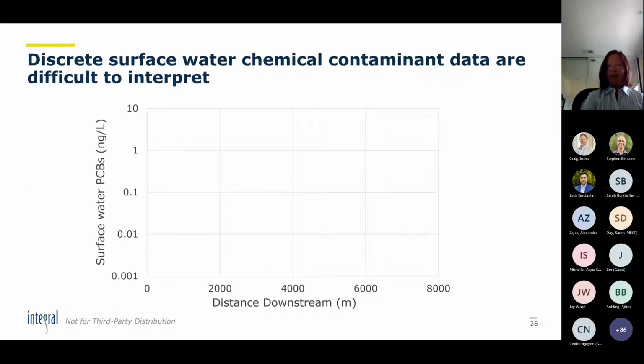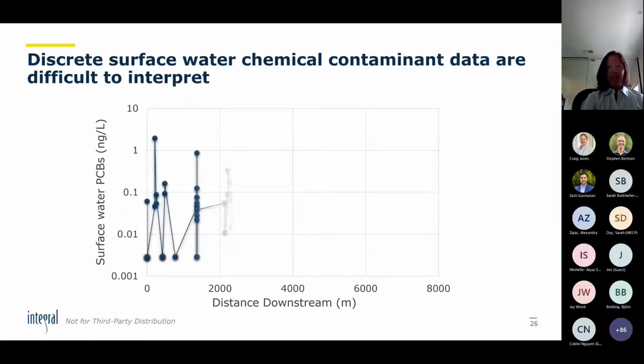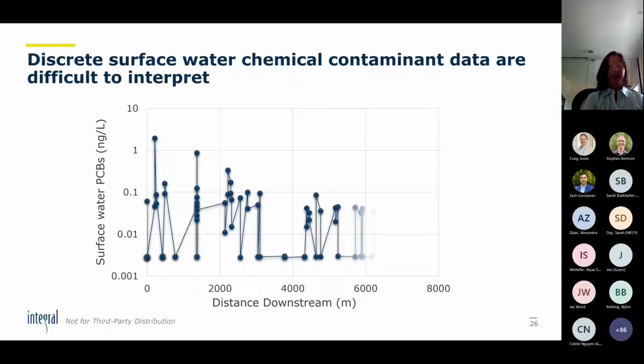So I'm fairly certain that everyone on the call is aware of the challenges involved in interpretation of discrete water samples of chemicals of concern, which I'll call COCs, due to system complexity. So this is illustrated here. This data set was generated from nearly 10 years of extensive traditional discrete sampling of contaminant concentrations at different locations throughout one of our study sites.